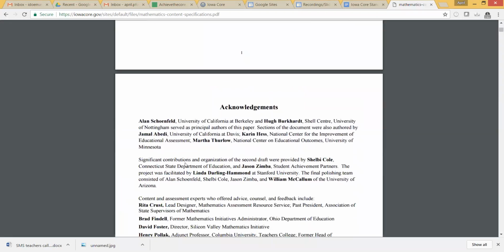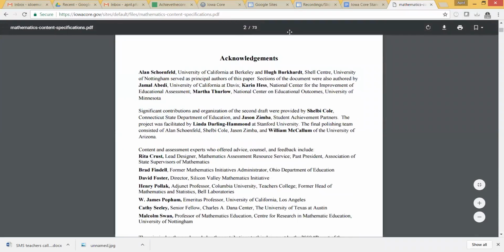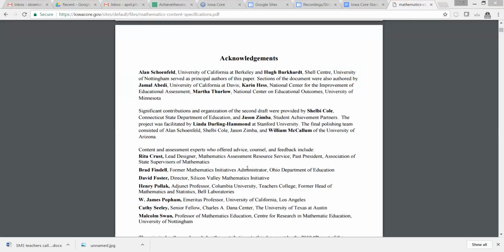If you scroll through this document, and it's 73 pages, so grab a cup of coffee on a Saturday, because I'm sure this is the best thing that you had to do, is to read this whole document, and I have read it. You'll notice some big names here, people who are seen as kind of the gurus in math education, some of them.